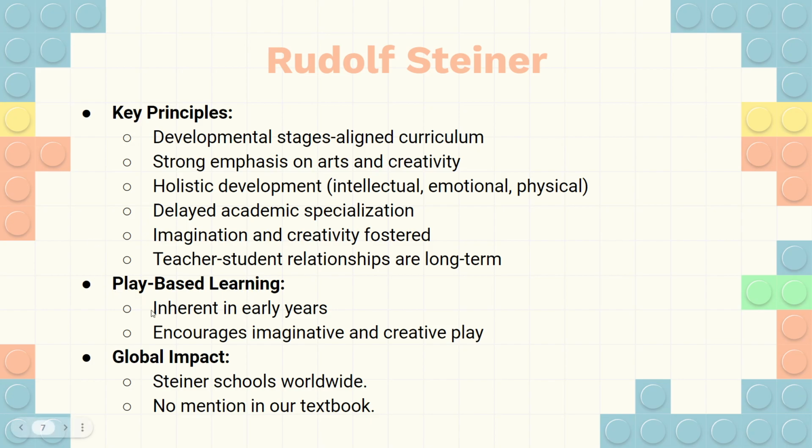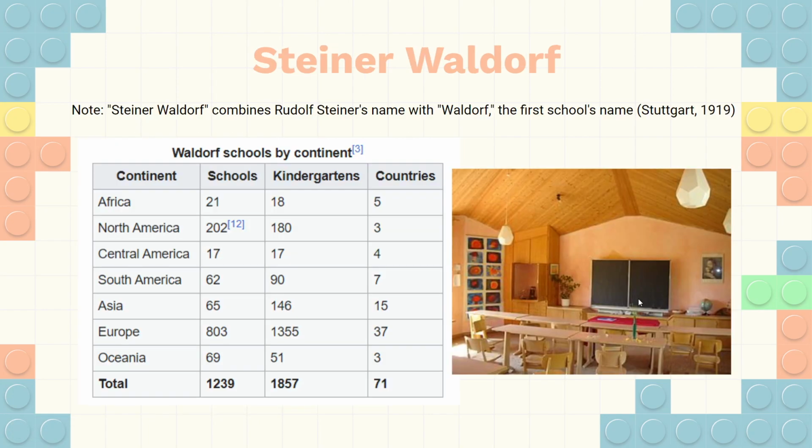And play-based learning was a big deal for him in the early years. That was the time he encouraged for imaginative and creative play. Global impact: Steiner's schools are still used worldwide today. They're very informal, very open, and there's little to no testing whatsoever. And I thought it was interesting, our textbook has no mention of him whatsoever. In fact, he was a little bit hard to find in a lot of spots.